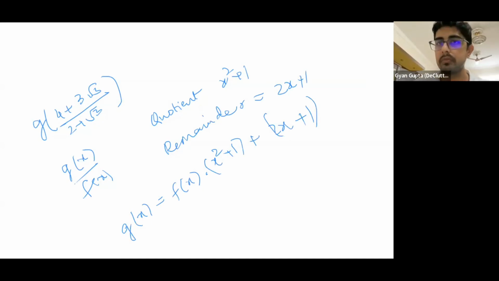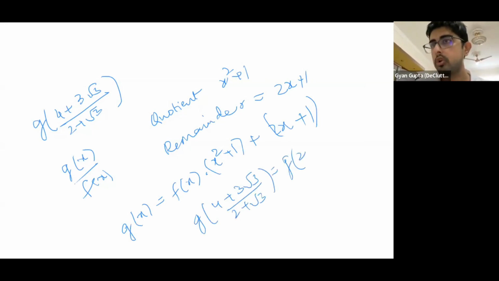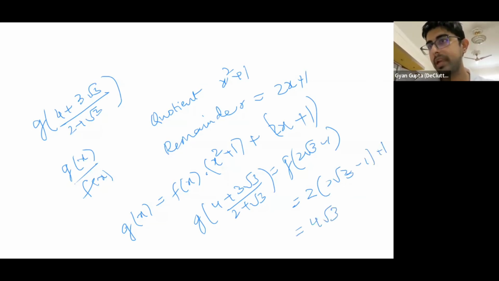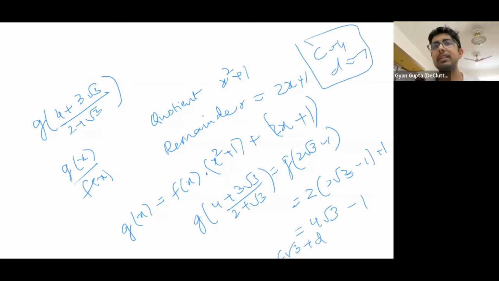And by remainder theorem, g of 4 plus 3 root 3 by 2 plus root 3 is g of 2 root 3 minus 1, which is equal to 2 into 2 root 3 minus 1 plus 1, which is 4 root 3 minus 1, which when compared with c root 3 plus d, c is 4 and d is minus 1. Those are the answers. We have got a as 2, b as minus 11, c as 4, and d as minus 1.